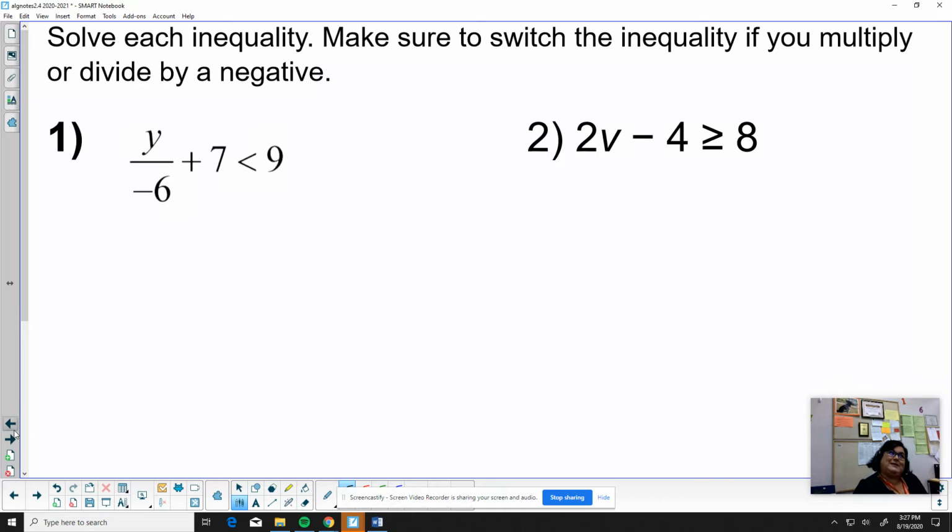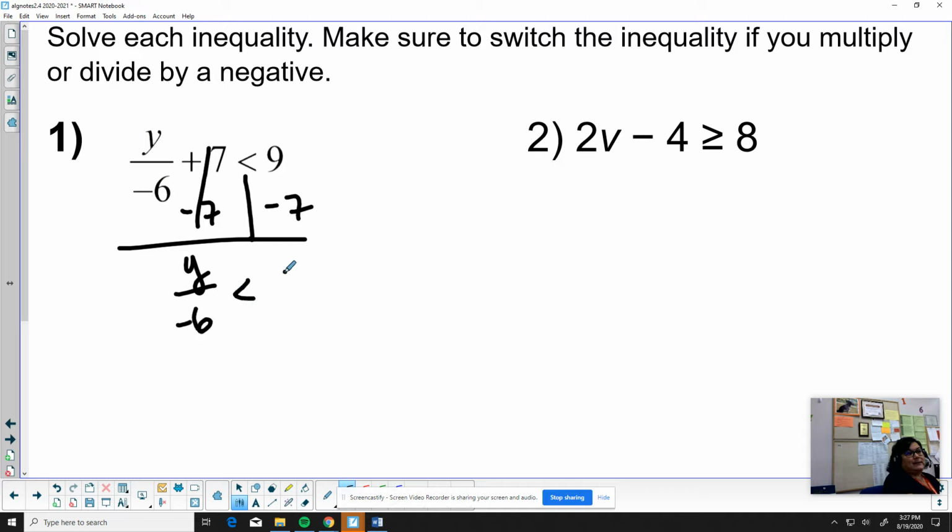Okay, here's the new stuff, finally. And if you got those ones right on the back, nice job. All right, so if I want y alone, this is a two-step inequality. I'm going to subtract 7 on both sides. So y over negative 6 is less than 2. And now I'm going to multiply both sides by negative 6. Since I'm multiplying by a negative, it's going to flip. So I get negative 12 on the right and y on this side.